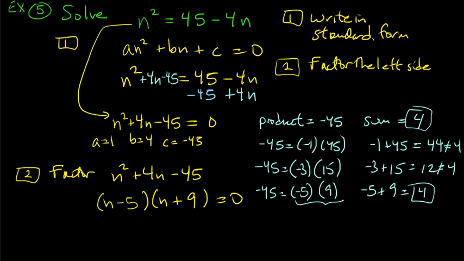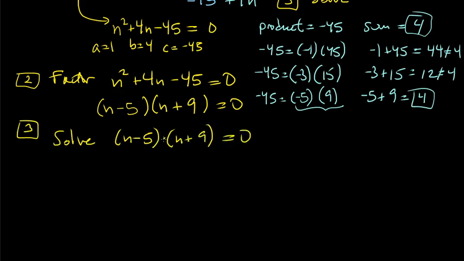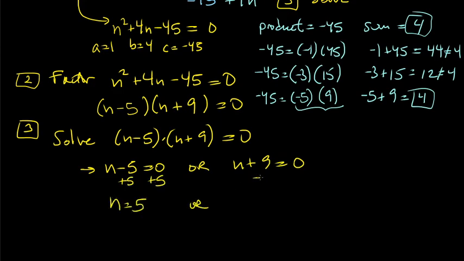And so step 3, now just solve the equation. In other words, set it equal to 0. Well, I already had the 0 there. Sorry about that. And at this point, you know what to do. When you have two factors whose product is 0, that just means that either n minus 5 is equal to 0 or n plus 9 equals 0. And that just means n is either positive 5, or n is negative 9.